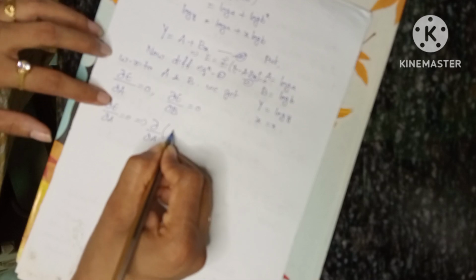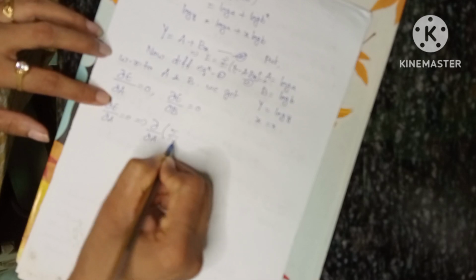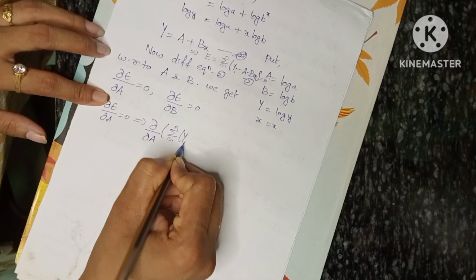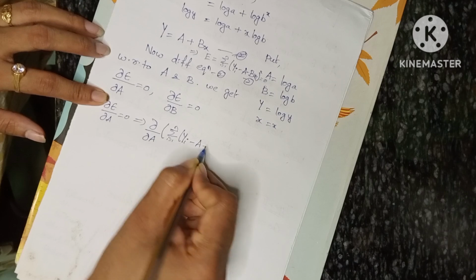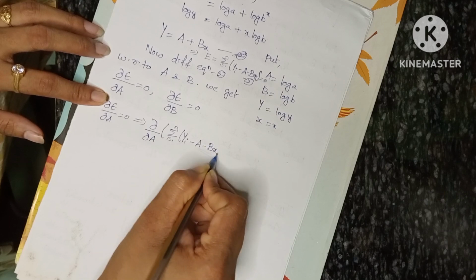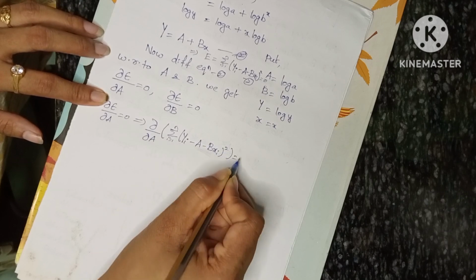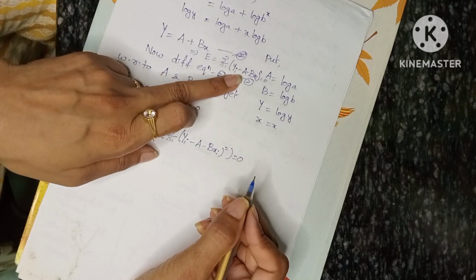So now what we have to take? We have to take the first one: ∂E/∂a = 0. That implies ∂/∂a of E, in the sense of the summation i = 1 to n of (yi − a − b xi)² equals 0. This one we have taken.